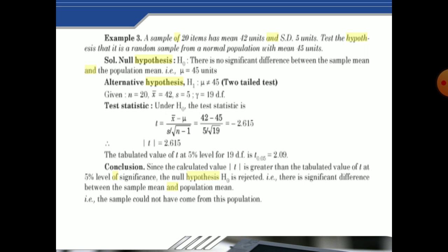Either of that. Now your n is 20. X bar means the sample mean, that is 42. The sample standard deviation S equals 5, and the degrees of freedom. What are the degrees of freedom here? What is the number of observations? 20. 20 minus 1, that is 19. So the test statistic we applied, x bar minus mu over S by root n minus 1, that is 42 minus 45 divided by 5 by root 19, and that is minus 2.615. Now we are interested only in the mod value, and that is 2.615.